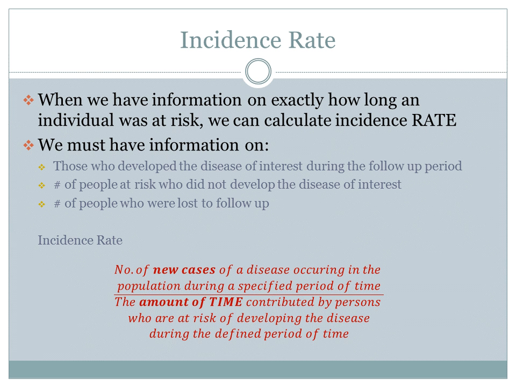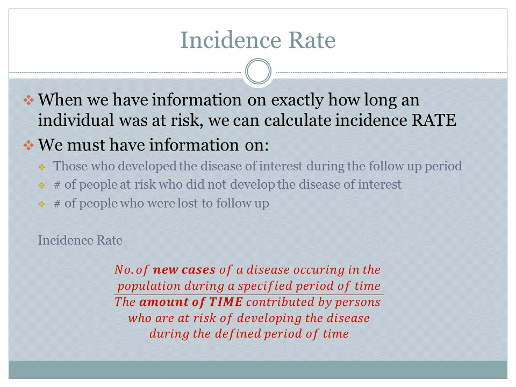With incidence rates, when we have information on exactly how long an individual person was at risk, we can calculate the incidence rate and thus have more information on those who developed the disease of interest during a particular follow-up period, the number of people at risk who did not develop the disease of interest, and the number of people who were lost to follow-up.